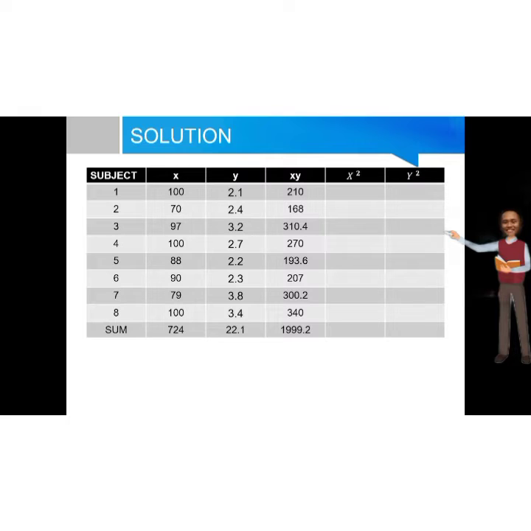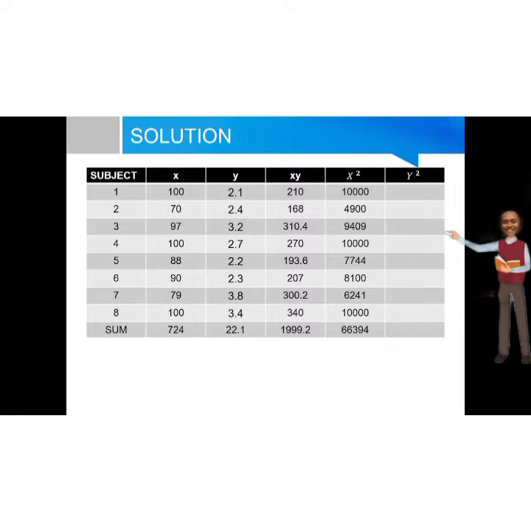The x square, just square the x. 100 square is equals to 10,000. 70 square is equals to 4,900. 27 square is equals to 9,409.